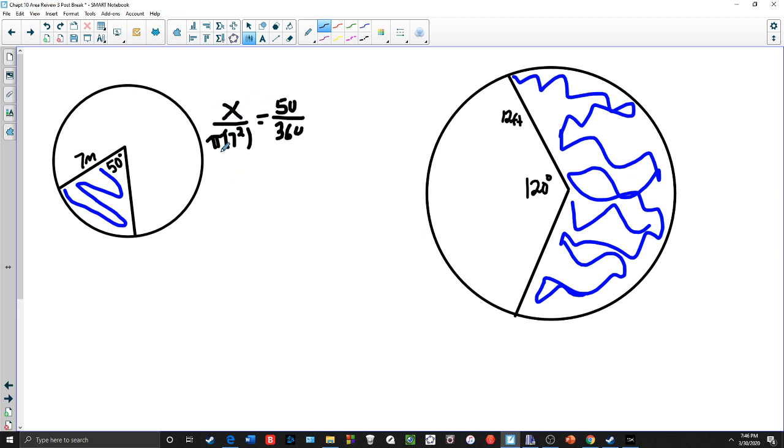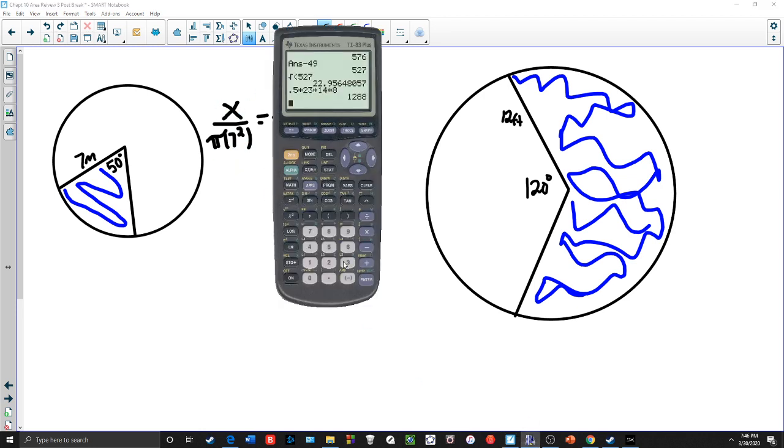So what I would do here is figure out what this is. So pi times 7 squared, which is 153.93. Just to make sure I confirm that here, let me try this.